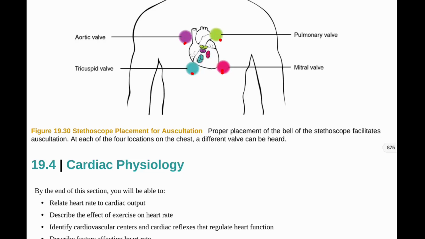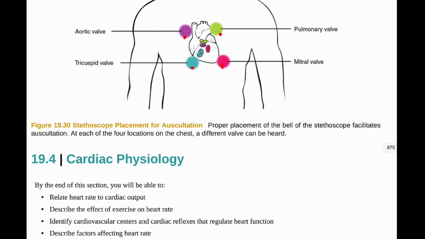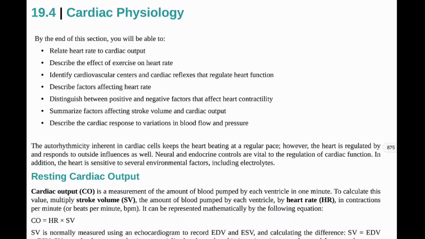All right, so that is the end of our cardiac cycle. You should know all of that information, the different parts of the cycle, the systole, diastole, what's happening in each of those for the atria and the ventricles.